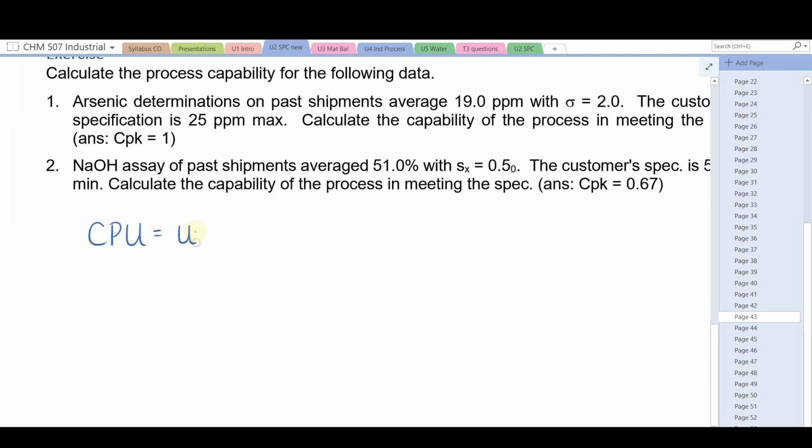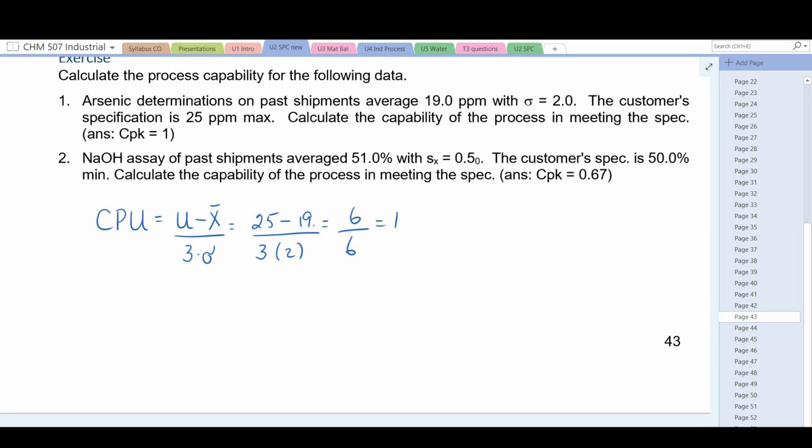is the upper specification limit minus the process average divided by 3 sigma. The upper spec on this is 25 ppm. The average is 19.0 and the standard deviation on that is 2. So we have 6 over 6 or 1, so the CPU is exactly 1. Let's try the next one.